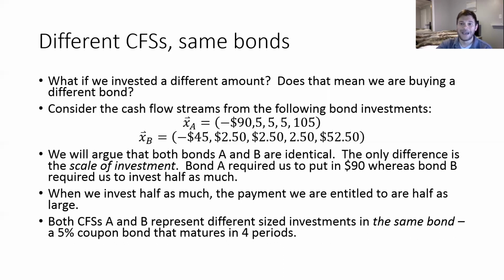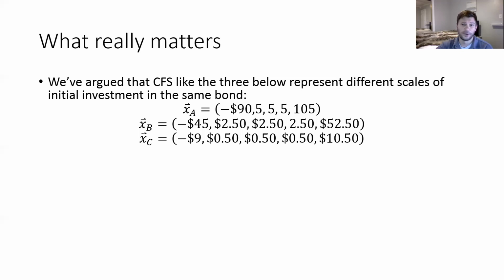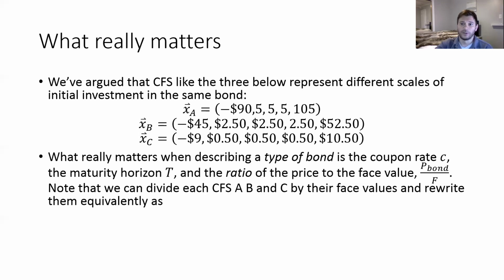So what really matters here, if it's not the absolute value of the price, what really matters? Well, I mentioned it before. It's the relative value of the price compared to the face value of the bond. Okay, so again, we have bond A, we have bond B. Heck, I'm going to even argue that bond C in this case represents an investment in the same bond, a 5% coupon bond that is making payments for 4 periods. Again, what really matters when describing the type of bond is the coupon rate C and the maturity horizon T.